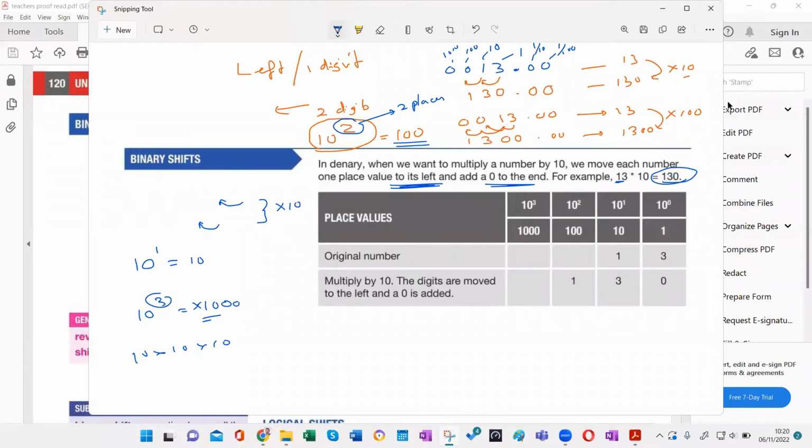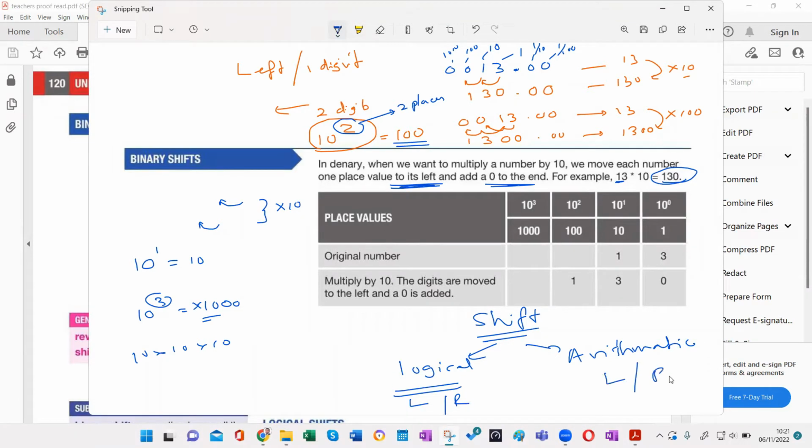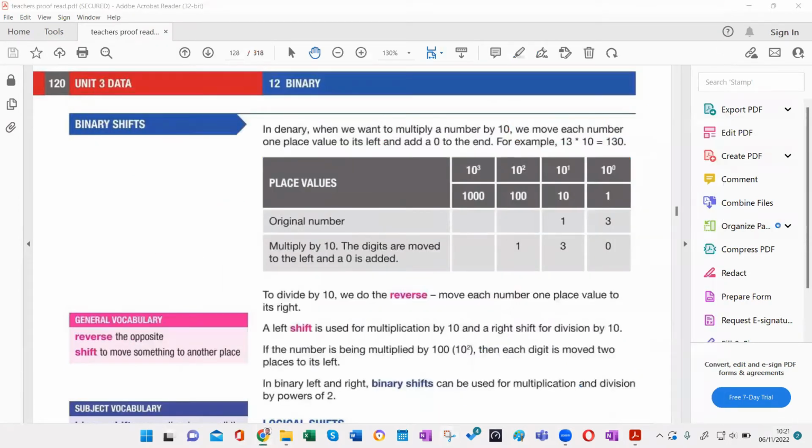Okay, now the thing is, there are 2 types of shifts that we are going to learn. This is a bit confusing and a bit hard, okay? 2 types of shifts. First type of shift is called logical shift. The other type is called arithmetic shift. So first we are going to look at logical shift. In both shifts, we have left shift and right shift. So let's see how it works in binary.